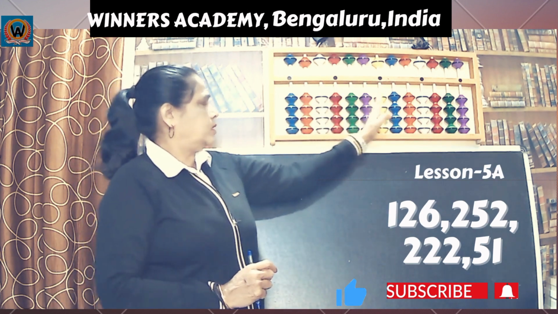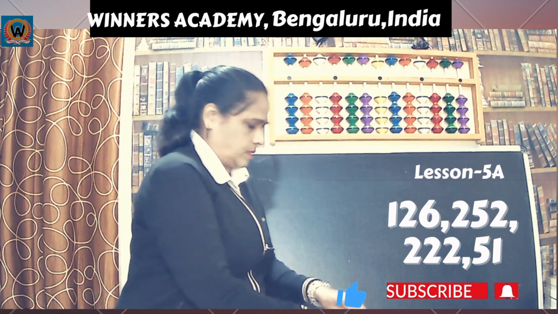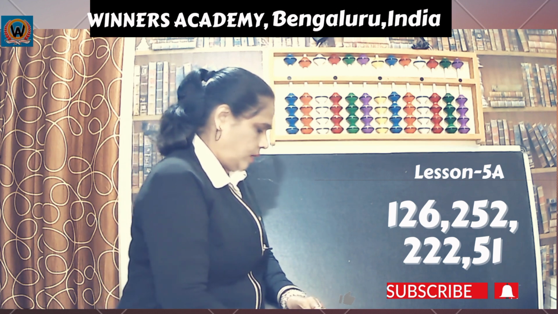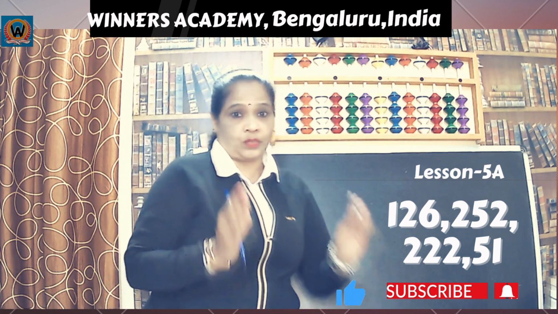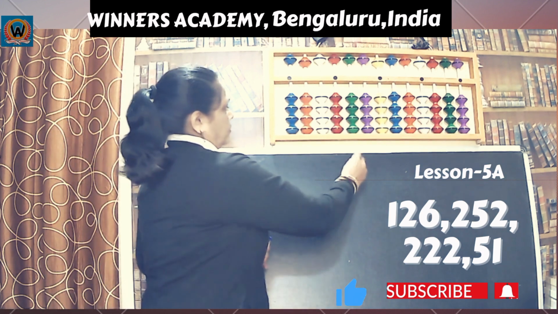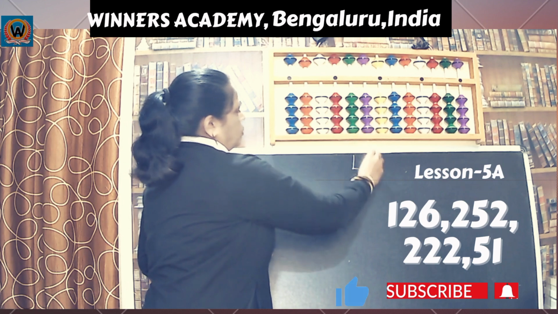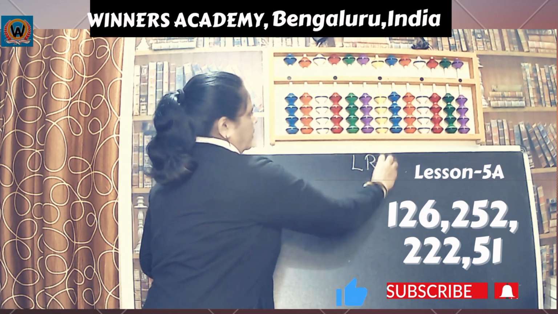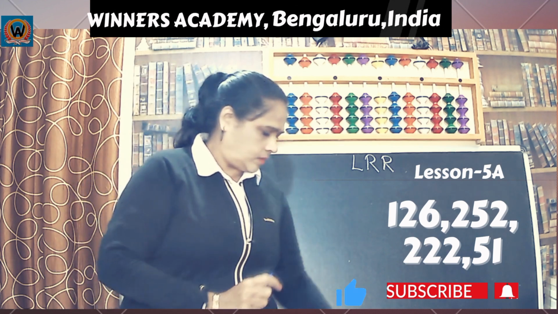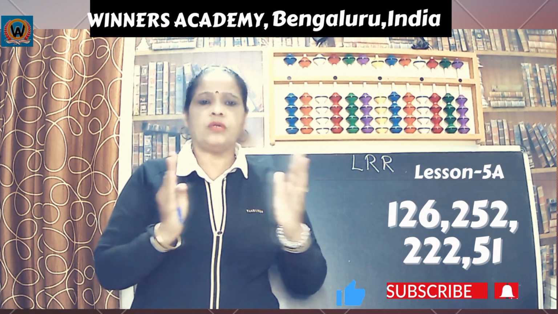If we are using all the 3 houses, how do we have to use the fingers? We have 3 houses, but we have only 2 hands. How to use it? We are using it like this. House number 3, left hand. House number 2 and 1, both are right hand. L, R, R: left, right, right.